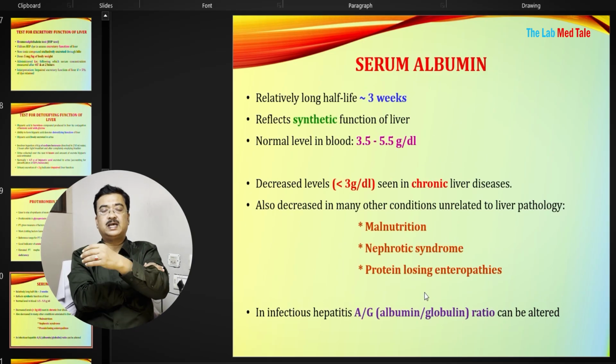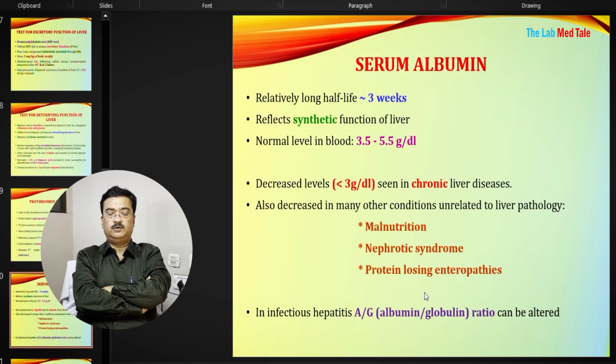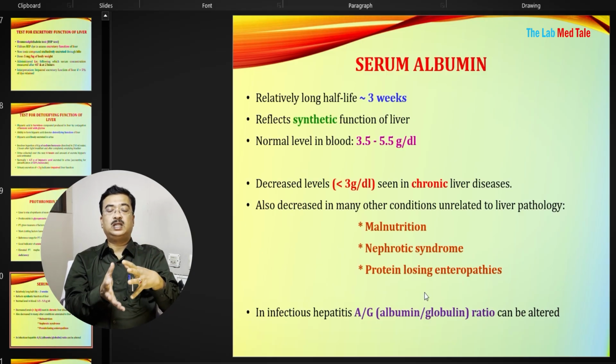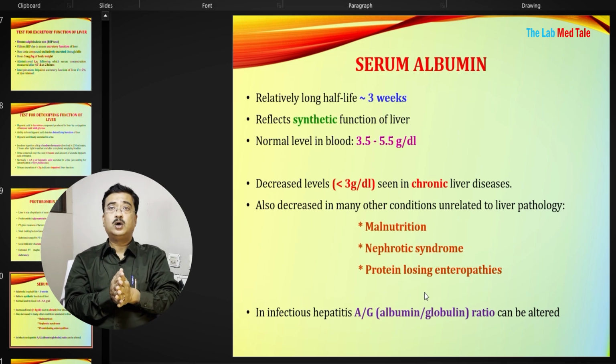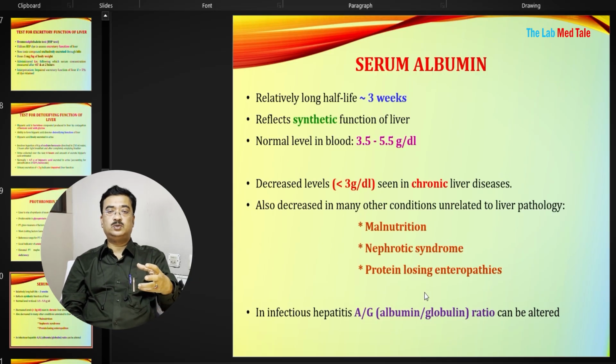Serum albumin has a long half-life of around 3 weeks. So unless there is an acute loss of albumin, lack of production cannot initially produce a low albumin or albumin deficiency. Therefore, you will not get it in acute liver disease conditions. You will get it in liver disease conditions because albumin is synthesized in the liver.